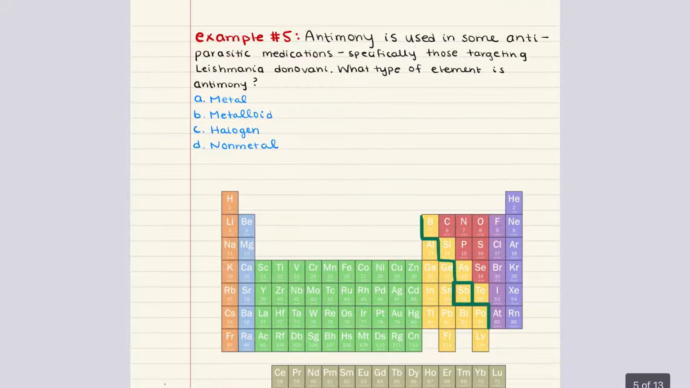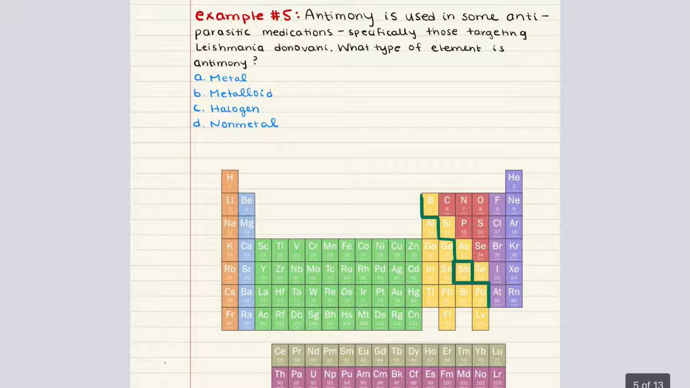Fantastic. Let's move on to problem 5. Problem 5 says antimony is used in some antiparasitic medications. What type of element is antimony?